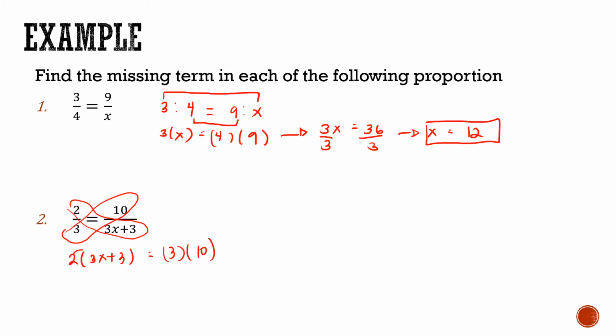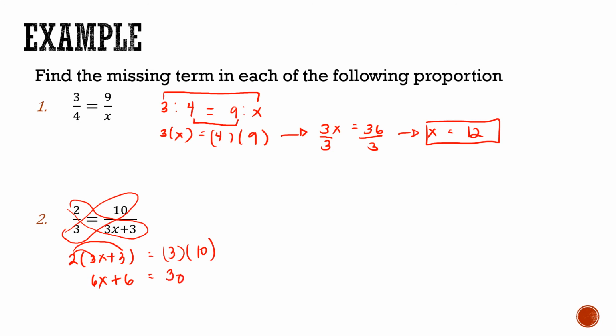Distribute 2 one by one to 3x and 3. So we have 2 times 3x, that is equal to 6x. 2 times 3 is equal to 6. So this is 6x plus 6 is equal to 3 times 10, which is equal to 30.